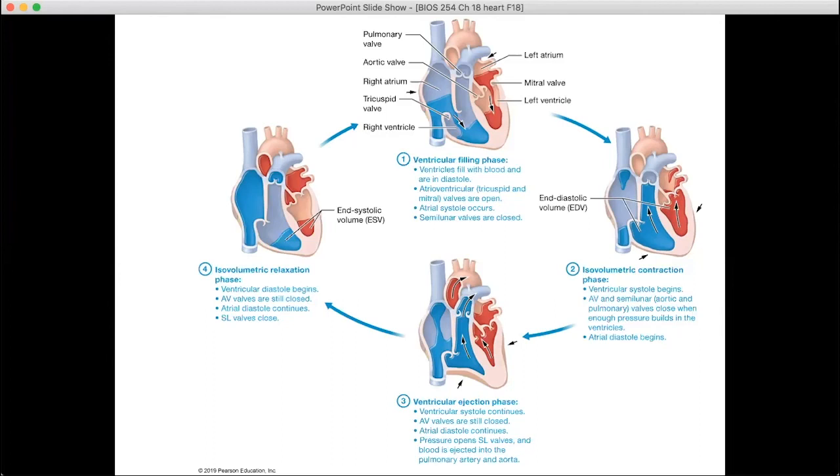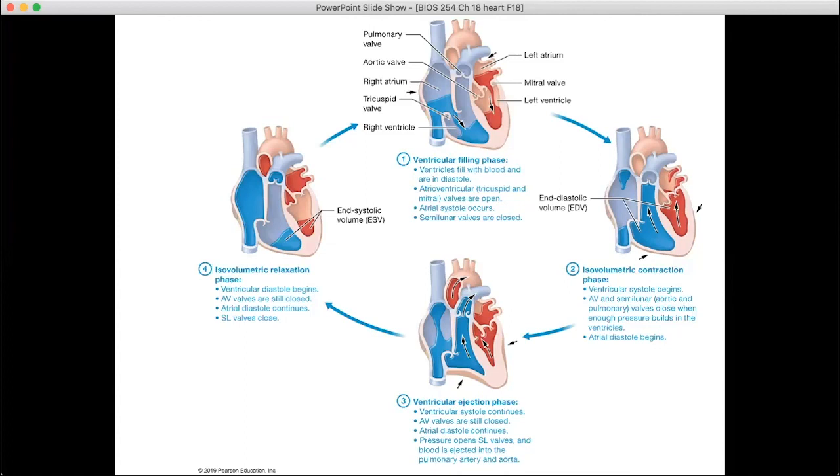Let's move on to the second phase, isovolumetric contraction. As the pressure in the atria drops due to the movement of the blood into the ventricles and ventricular pressure increases, the AV valves will close. So what you have now is a closed chamber. All four valves are closed. So the AV and the semilunar valves are closed. The ventricles are going to contract, and you're going to have what's called isovolumetric contraction because the blood can't go anywhere. These are closed chambers. So the ventricles then will be in systole.